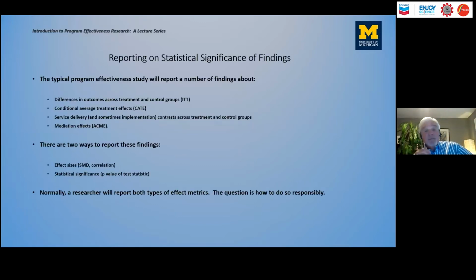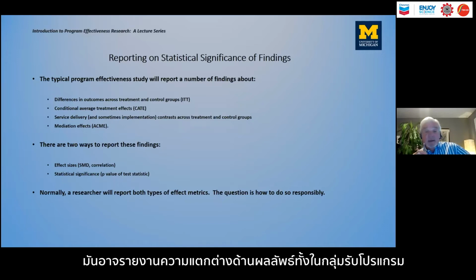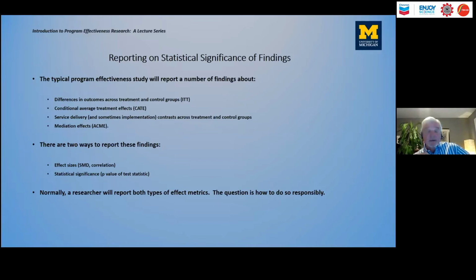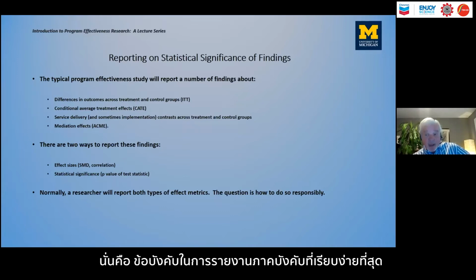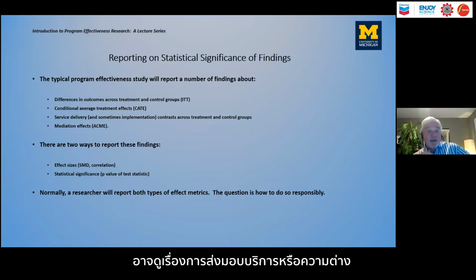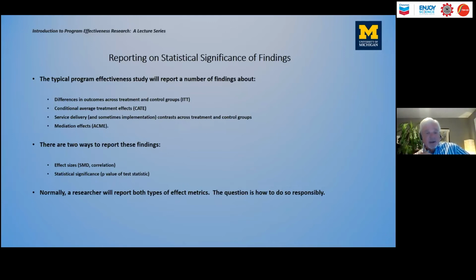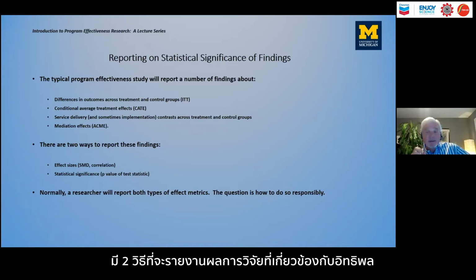Okay, so the typical study is going to report a number of things about what I have been calling tau average, the treatment effect. It might report differences in outcomes across treatment and control as an intent to treat effect, or that's the simplest and mandatory reporting requirement. It might assess conditional average effects. It might look at service delivery or contrasts across treatment and control. You might be engaged in estimating mediation effects. Whatever effect you're reporting, there's two ways to report the findings about effects.